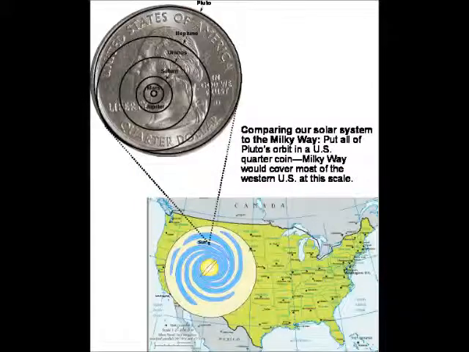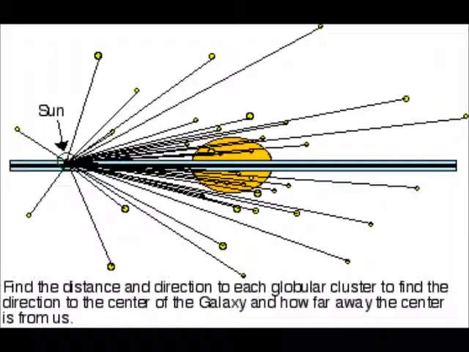If you want to compare the size of our galaxy with the size of our solar system, think of a small penny compared to the whole size of the western US states. It's incredibly extended. Harlow Shapley used the distribution of globular clusters to obtain for the first time that the Sun was not the center of our galaxy.